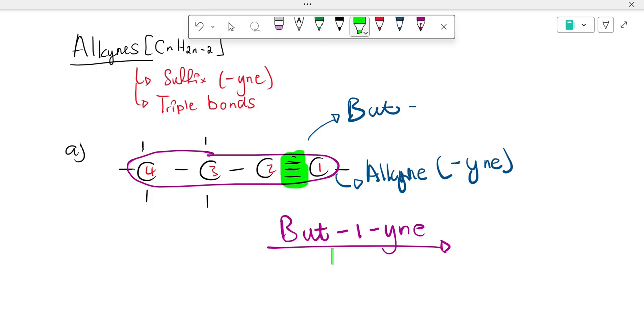If I started counting from left to right, it would have been 4, 3, 2, 1. So I'm going to have to compare carbon number 2 and carbon number 1. And obviously, carbon number 1 would be the one that is closest because it has the smallest number. Right, so that is but-1-yne. For alkynes, but-1-yne.